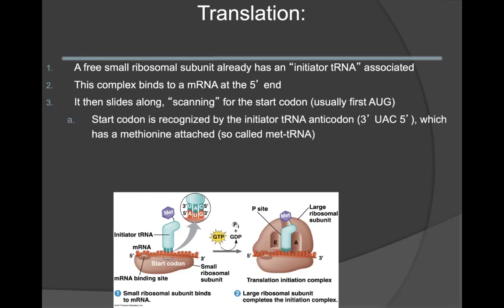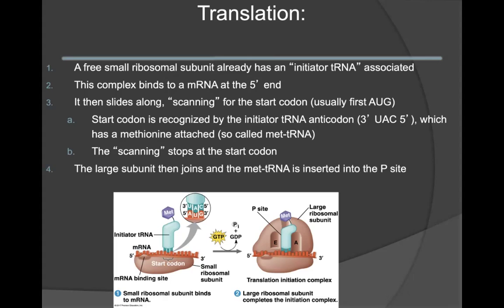The start codon is easily recognized by the initiator tRNA molecule. This is because the initiator tRNA molecule has the proper anticodon UAC, and it also has the proper amino acid methionine attached to it. So we refer to the initiator tRNA molecule as MET-tRNA. The scanning will continue until it reaches the start codon.